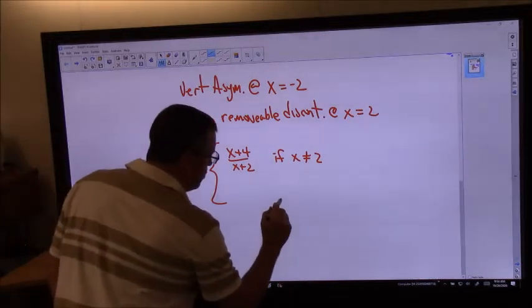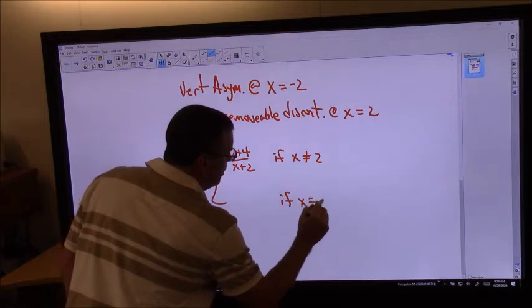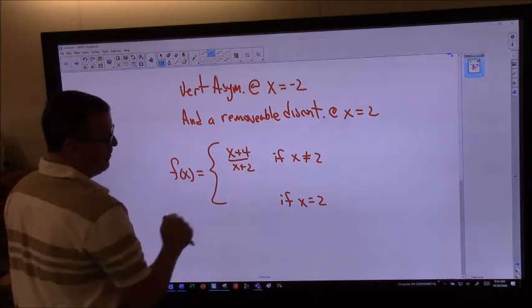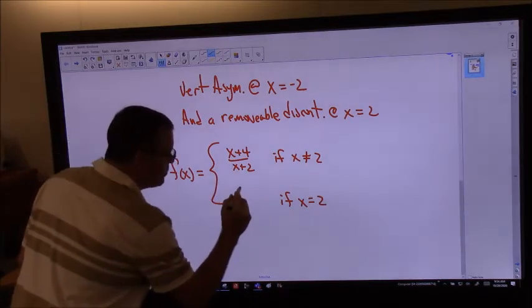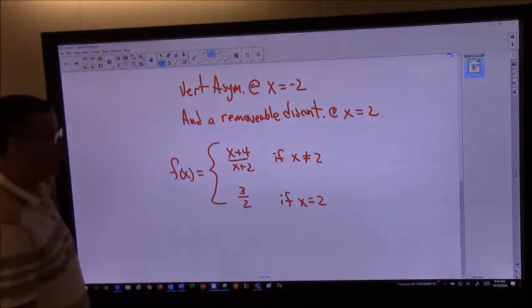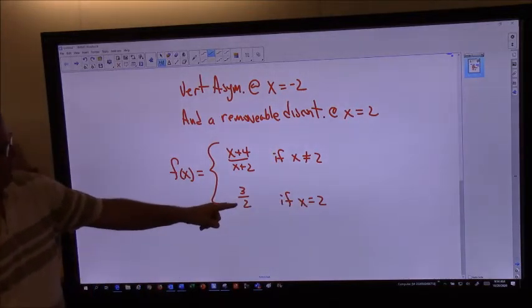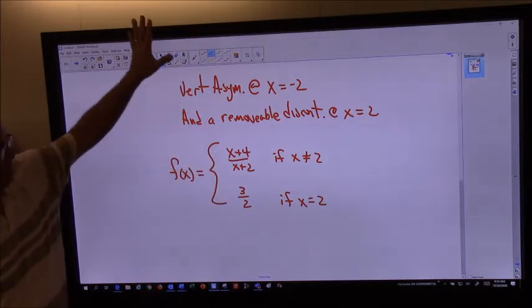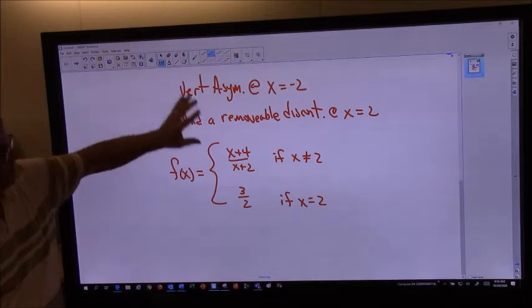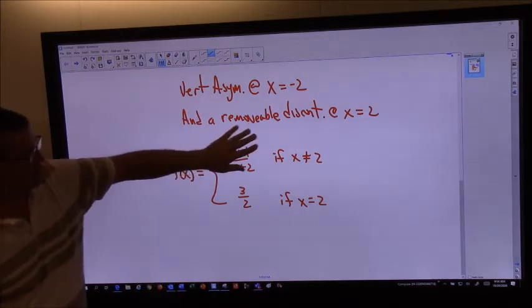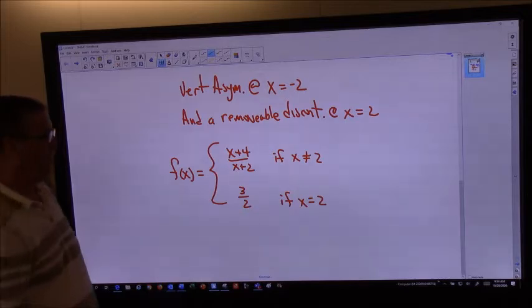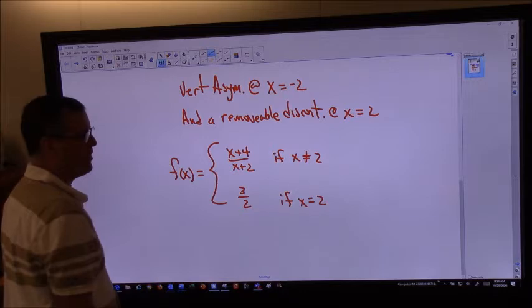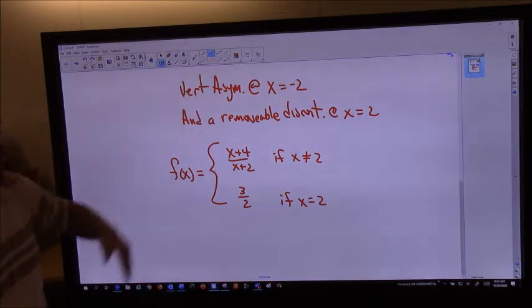And what does it equal if x equals 2? Well, we're going to plug that 2 back into here, and we'll get 6 over 4, which reduces down to 3/2. That's where the hole was at 2 comma 3/2. This would be our y value. Okay? And so going back to the original function, we're saying that function would equal this. It looks like this, as long as x doesn't equal 2. But we're going to fill in the hole with this point right here, 2 comma 3/2, and that will remove that discontinuity.